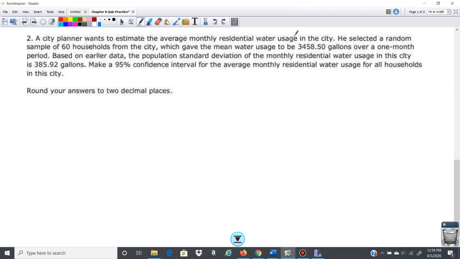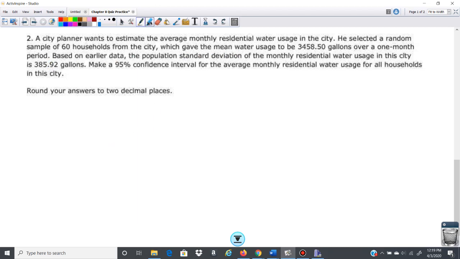Okay, next problem. A city planner wants to estimate the average monthly residential water usage in the city. He selected a random sample of 60 households, which gave the mean water usage to be 3458.5 gallons over a 1 month period. Based on earlier data, the population standard deviation is 385.92. Make a 95% confidence interval.